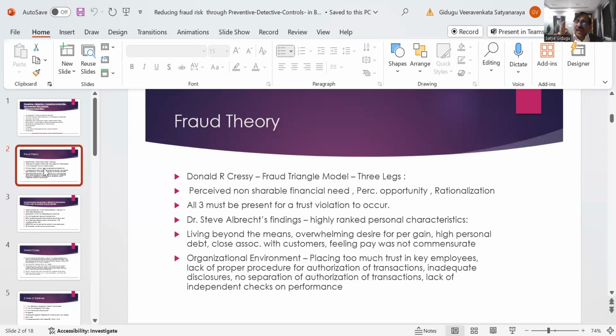So the fraud triangle laid out by Mr. Cressey: fraud will happen when three things synchronize. One is need and perceived opportunity. The need should couple with opportunity. You should have an opportunity. You should have the key. If I am having the key to my strong room, then I can steal the money.